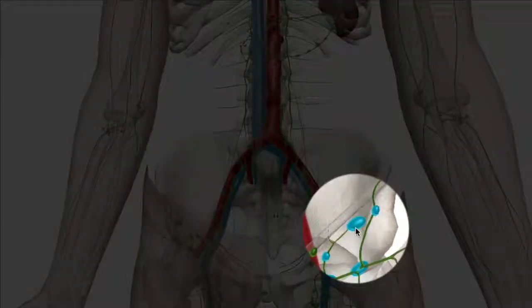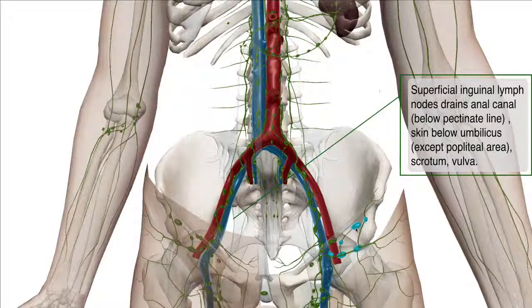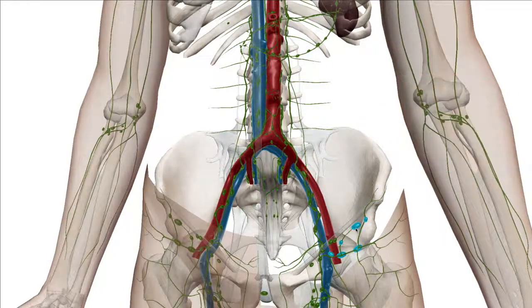They're responsible for draining the anal canal below the pectinate line. Okay, remember the internal iliac drains the anal canal above the pectinate line. That line is very, very important in delineating the rectum. So they also drain the skin below the umbilicus, except the popliteal area, and also drain the scrotum and the vulva. Now, when are you going to notice a patient that has inguinal lymphadenopathy, right?